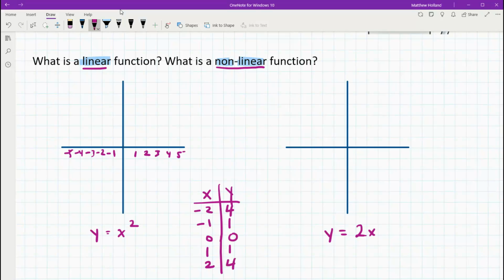So now we have a set of points, x and y, and let's graph them. So our first point is -2, 4. So we're going to go -2 and then up 1, 2, 3, 4. Then -1, 1. Then 0, 0. Then 1, 1. And then 2, 4.